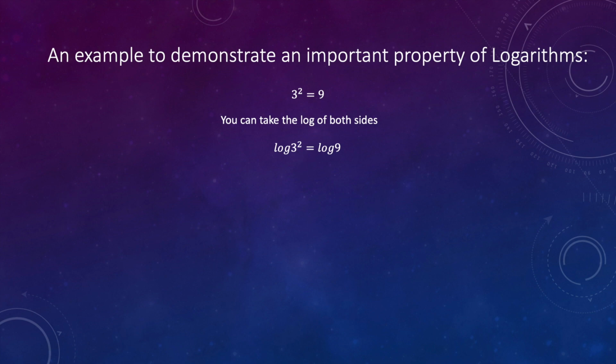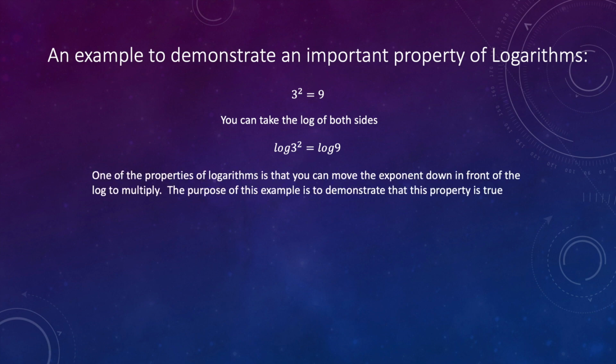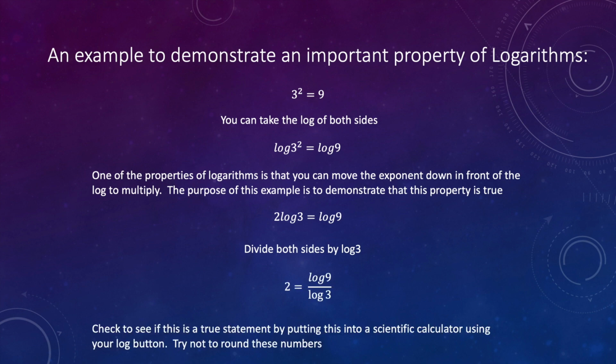Now the property that I want to show you is that you can take the exponent, the 2, and bring it down in front of the logarithm so that it's multiplying by log 3. So now we have 2 times log 3 equals log 9. I want you to divide both sides by log 3, and now we have a new statement here: 2 equals log 9 divided by log 3. I want to show you that this is true.